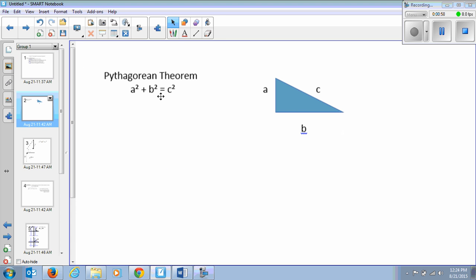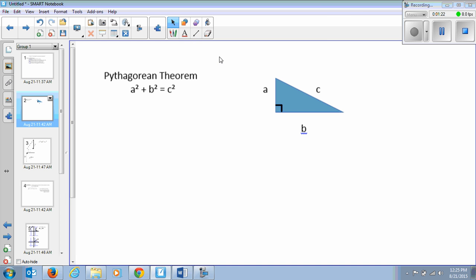Pythagorean theorem is something that you should probably be familiar with. I'm sure you've seen it before. The formula for it is a squared plus b squared equals c squared. Over here we have a right triangle. Now most of the time right triangles, you'll notice, will have a little box there in the corner showing that it's a 90-degree angle.